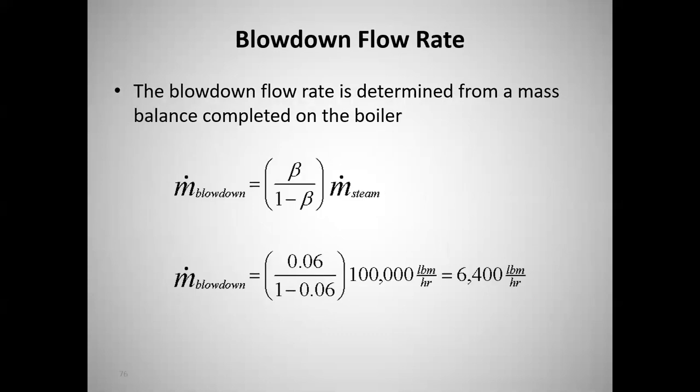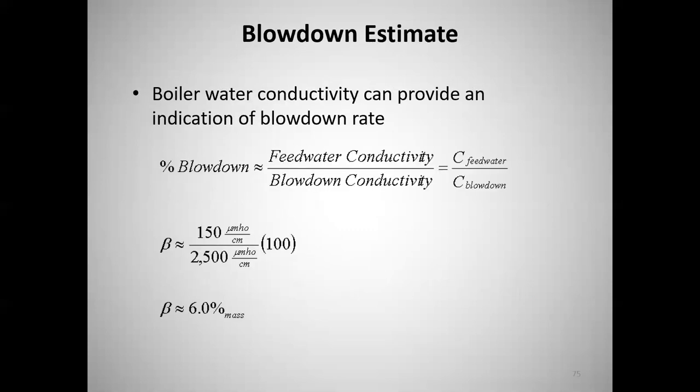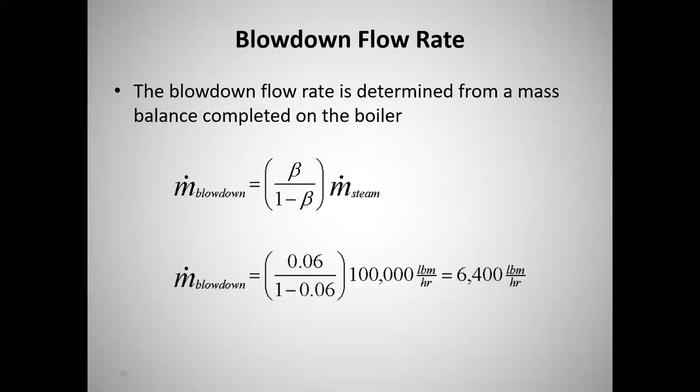Okay, so now the blowdown flow rate is determined from a mass balance completed on the boiler. So where this little equation comes from is, if you do a mass balance on the boiler, what do you have? You have steam leaving, you have blowdown leaving, and you have feed water coming in. So you just do the mass balance and a little bit of algebra, and you can come up with this equation. So this will calculate the mass flow rate of blowdown based on this blowdown rate, which in this case we calculated at 6%. That's beta. We put it in as a fraction.